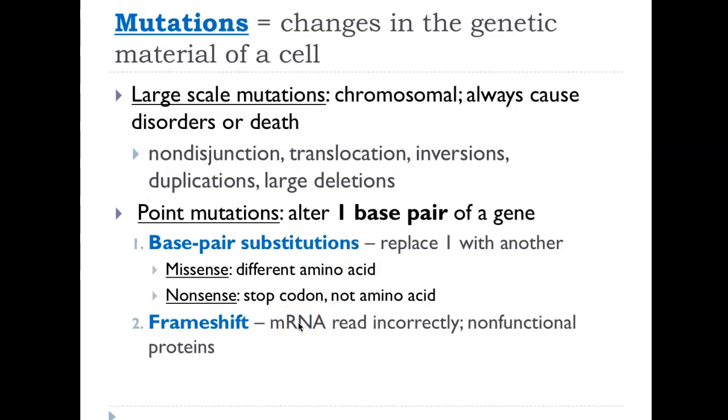A frame shift would be if you had a deletion or an insertion and it totally shifts the reading frame. So all the amino acids afterwards are going to be changed. So a frame shift is more detrimental than a substitution because a substitution only changes one amino acid. But a substitution could still cause a disease. It could.